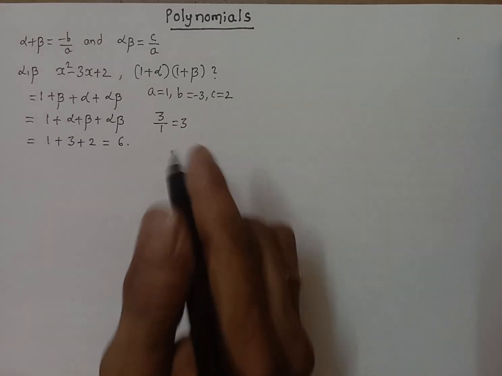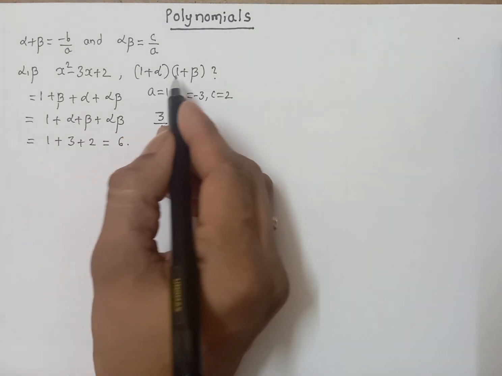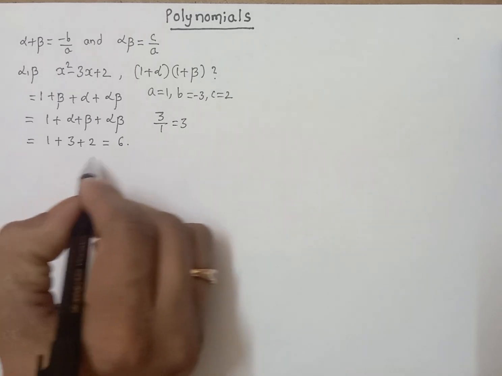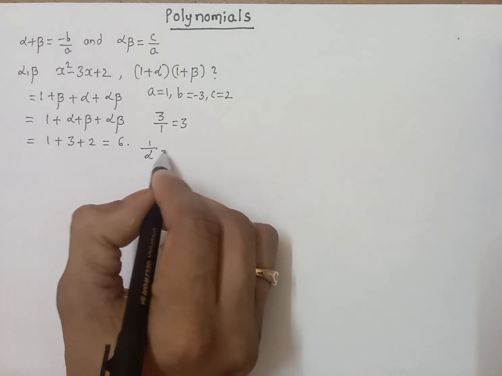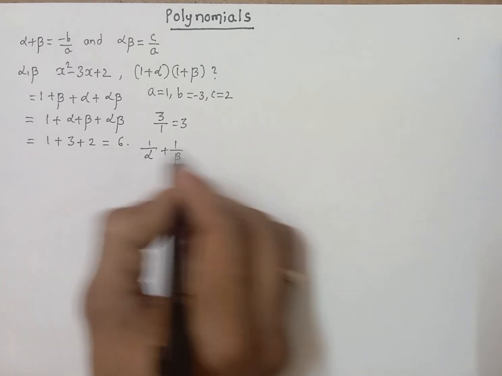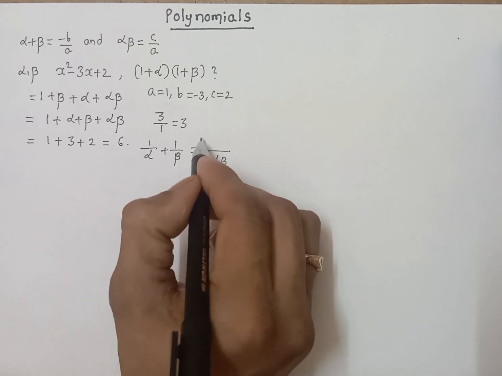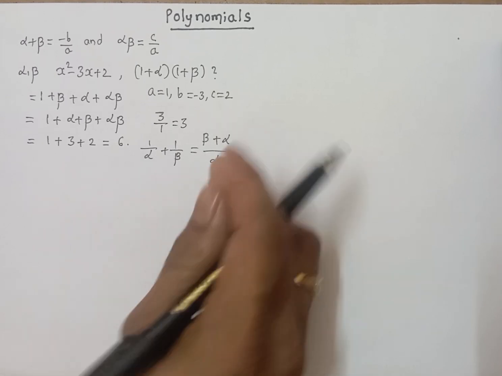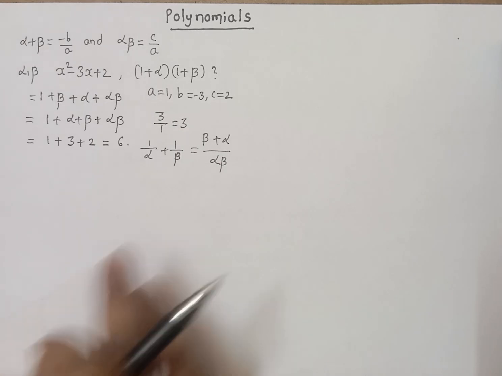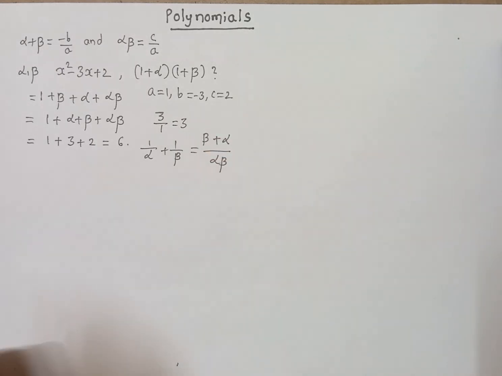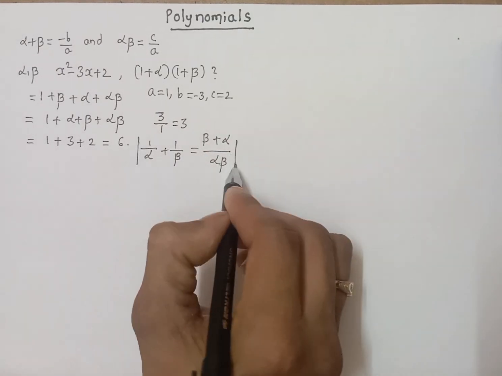Sometimes instead of asking to find the value of 1 plus alpha and 1 plus beta, it may ask 1 by alpha plus 1 by beta, find the value of this. Here also we can take the LCM, and we'll get alpha into beta in the denominator and beta plus alpha, alpha plus beta, in the numerator. Same, we can use the minus b by a and c by a. We can do this one also. Sometimes it will be asked like this.